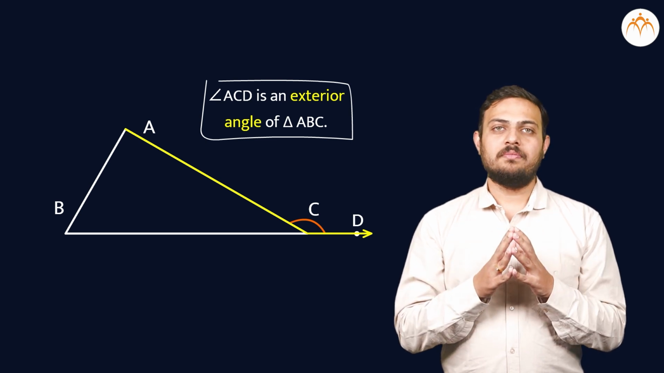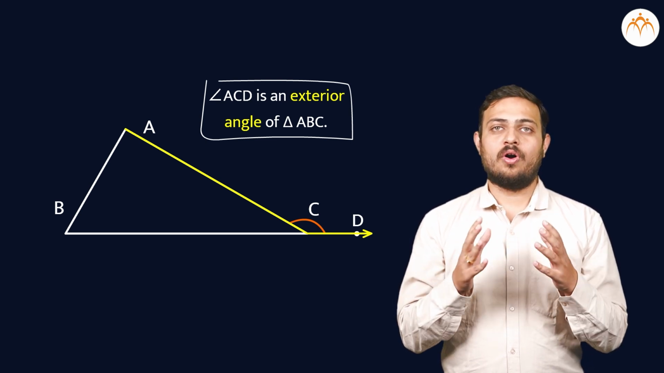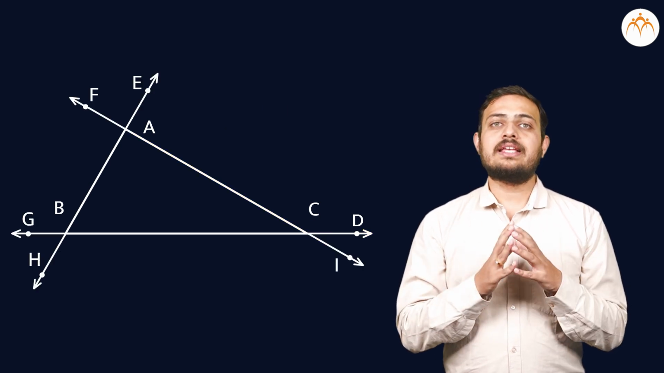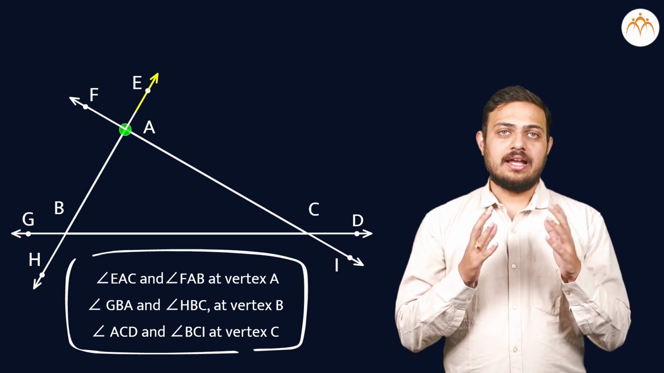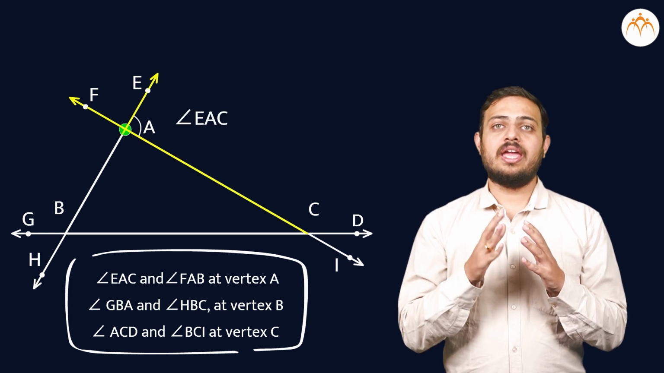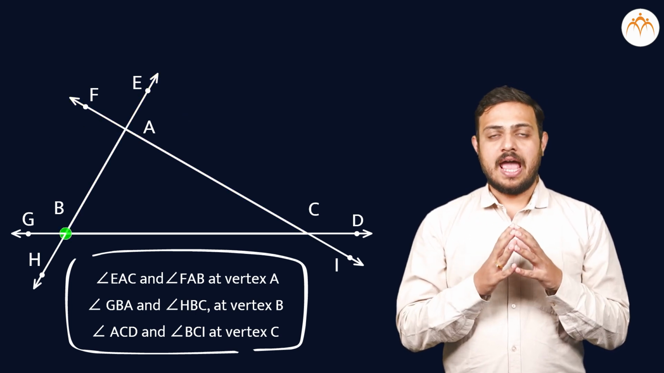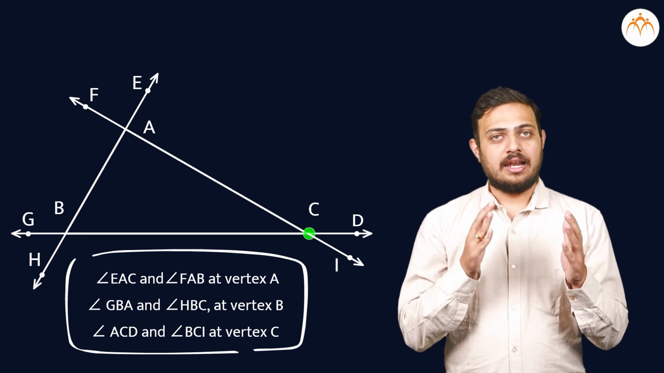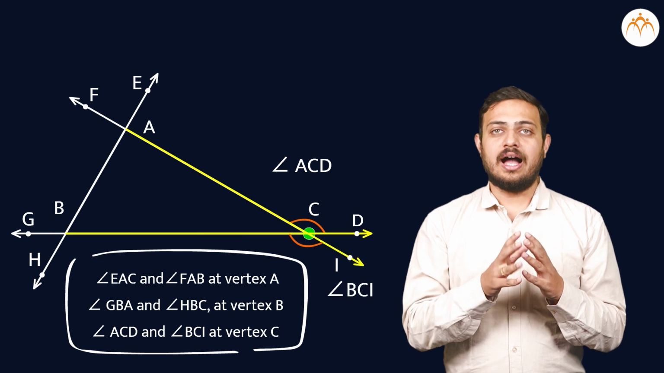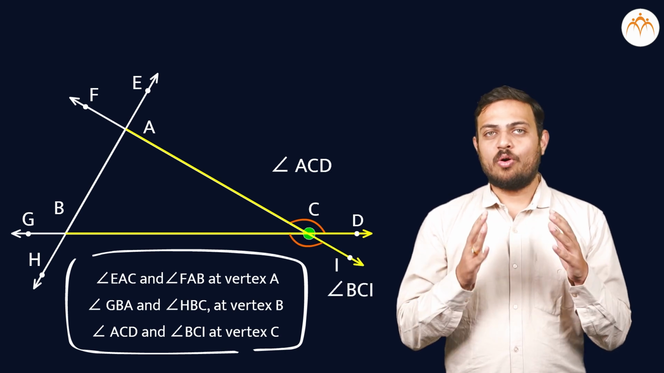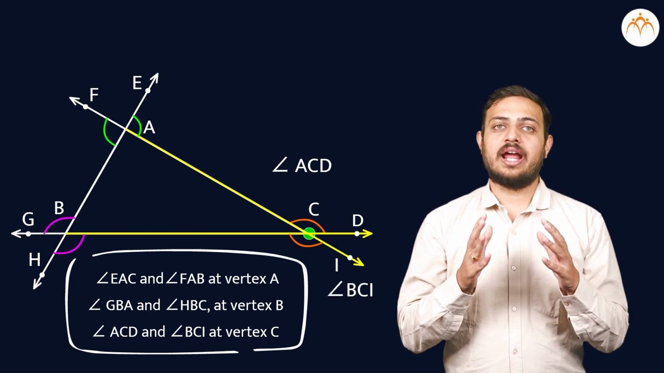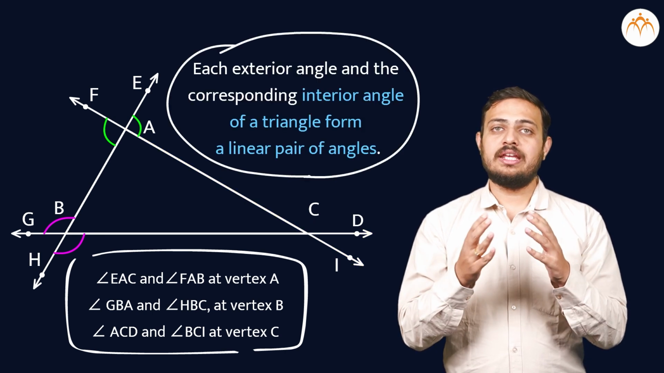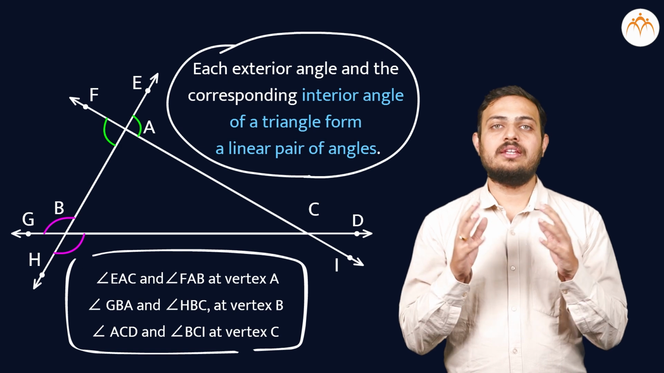As shown in the diagram, 2 exterior angles can be drawn at each vertex. That means a total of 6 exterior angles can be drawn. Angle EAC and angle FAB at vertex A, angle GBA and angle HBC at vertex B, angle ACD and angle BCI at vertex C. Total 6 exterior angles of triangle ABC. Each exterior angle and the corresponding interior angle form a linear pair.